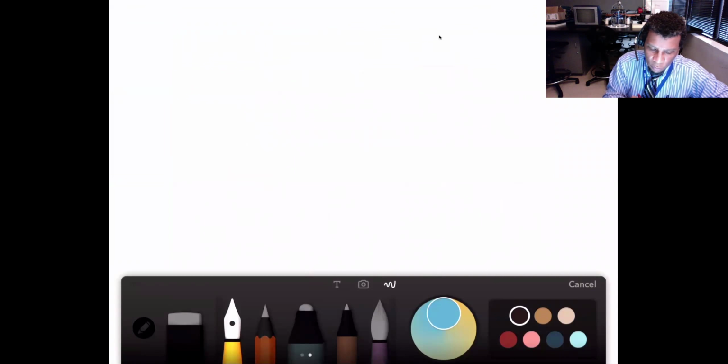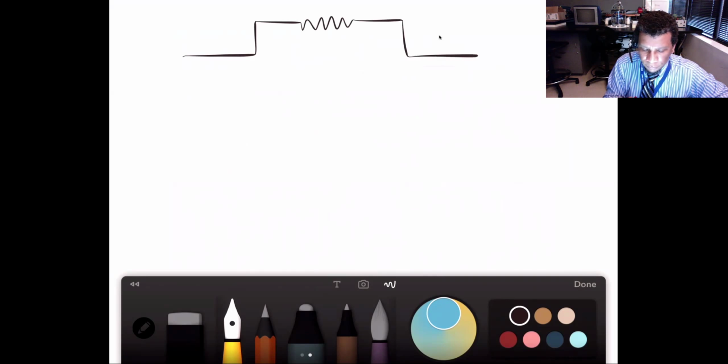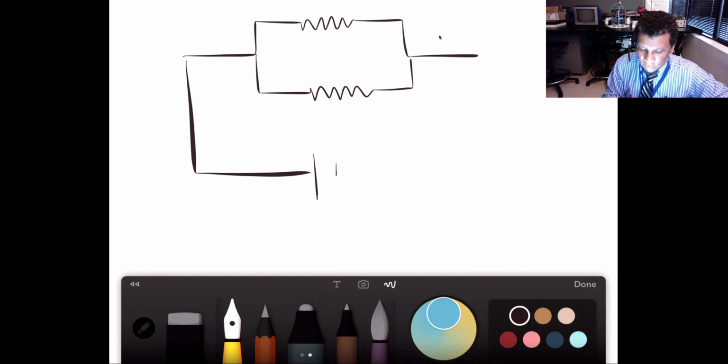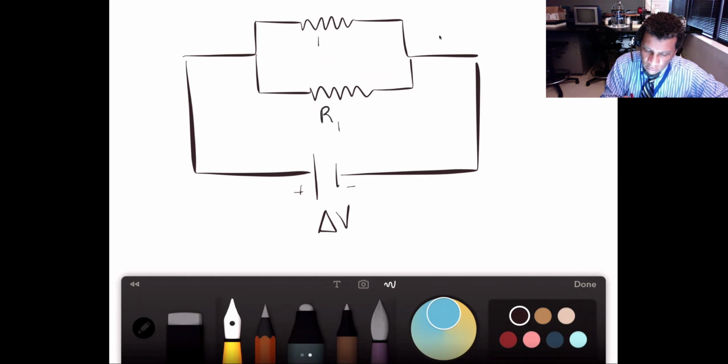Now let's consider when we have resistors in parallel. Delta V, you have R1, and then we have R2 here. We know that we're going to have some current associated with this, and we're going to have some voltage associated with this one. We're going to have some current associated with this one and some voltage associated with that one. So our current is coming around like so.